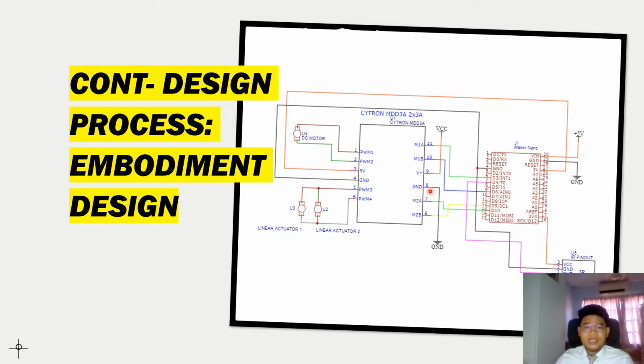Right. So this is the electronic circuit I have developed. As you can see, there are 2 linear actuators and 1 DC motor, all of them connected to the MDD3A. And then this is the Maker Nano, and this is the IR receiver, which is used to control all of the movement with an IR remote.